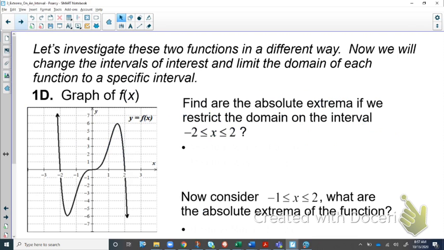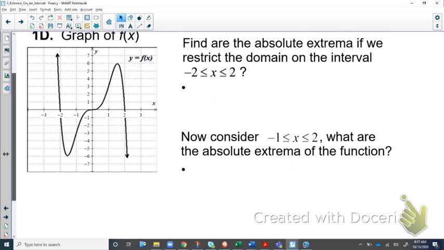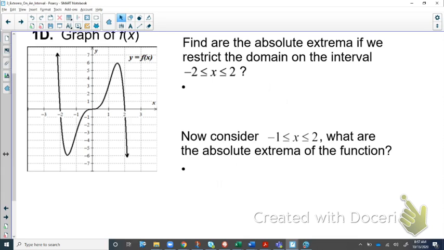Okay, so now we're going to look at the same functions, but we're going to restrict their domains a little bit. So for instance, this one here, at -2 and +2, they're giving us our restrictions. So anything that's to the right of that or to the left of this, they don't matter. We're only looking at the things that are in between. All right, so where do I have its absolute lowest or greatest point?